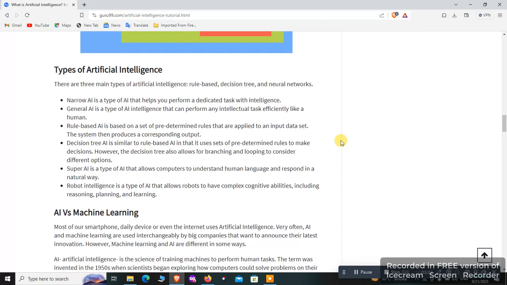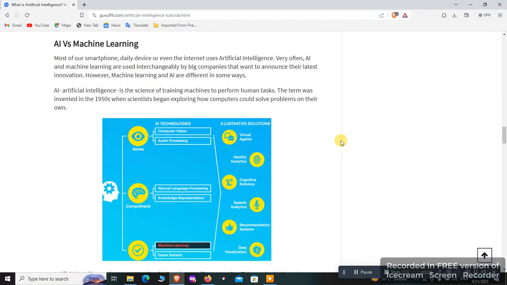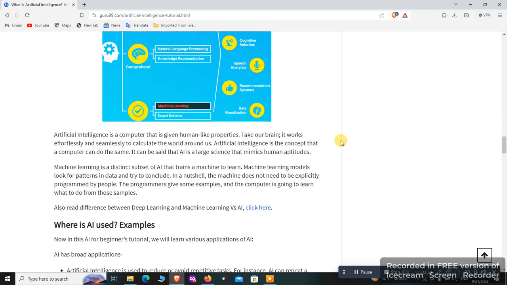Artificial intelligence versus machine learning. Most of our smartphones, daily devices, and even the internet use artificial intelligence. Very often, artificial intelligence and machine learning are used interchangeably by companies that want to announce their latest innovations. However, machine learning and AI are different in some ways. AI is the intelligence that we train machines with to perform human tasks. The term was invented in the 1950s, when scientists began exploring how computers could solve these problems.